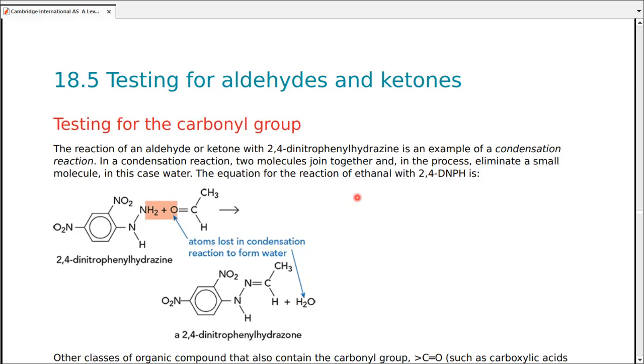We are also going to study what happens in terms of observational chemistry: what kind of color changes you have, or do you have any precipitate formation or not? So, as always, chemistry has two sides, the background chemistry and the foreground observational chemistry, and we're going to do the same thing here. Let's start with testing for the carbonyl group.